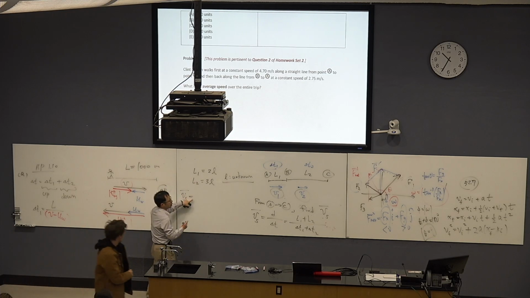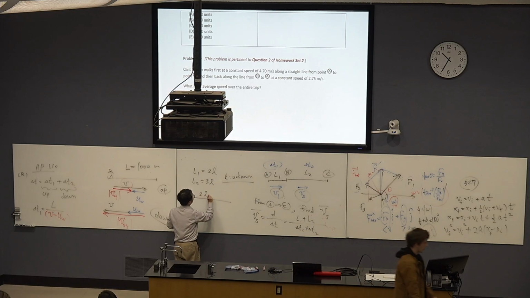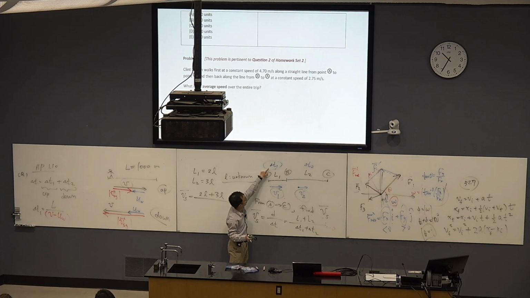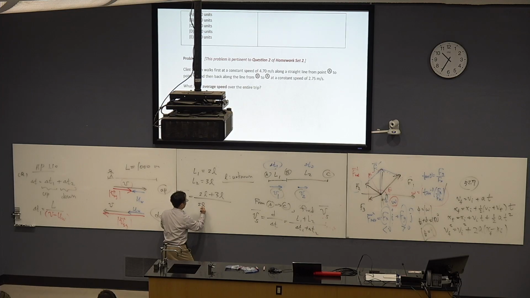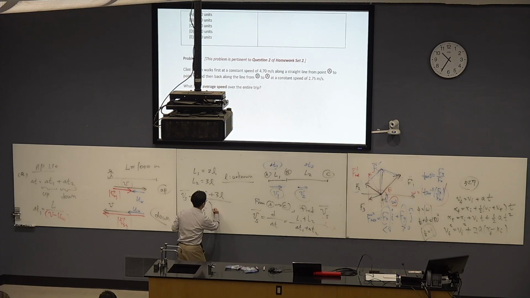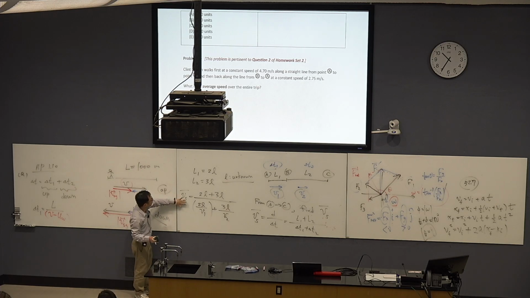So now let's look at this. The total distance would be 2L plus 3L. Then how about the time? What's the time interval from A to B? Time will be equal to L over the speed, so that will be 2L over V1. And how about this time interval delta T2? That will be equal to 3L over V2. So that's how you get the average speed.